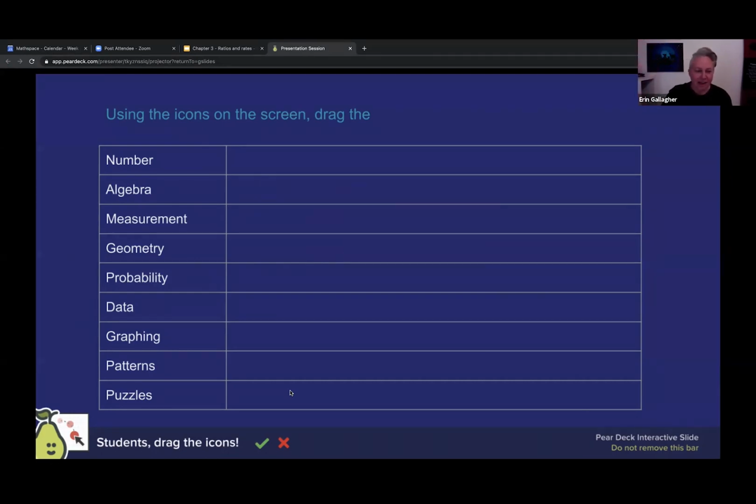I want you to drag the little tick to your favorite sort of area in maths, and then the little cross to your least favorite area in maths. You just drag those little things on your screen over to your least favorite or favorite. And this is just giving us the warm up into the interactivity that is Pear Deck, so that we can make sure we're all in.